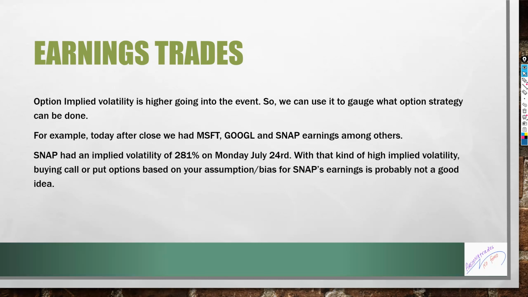So for example, today after close, we had Microsoft, Google, and Snap earnings. As of yesterday, I'm talking about Monday, end of day, Snap had 281% IV, which means you're buying so much expensive, and it had an expected move of around $3. Okay. So let's go ahead and see what it did.